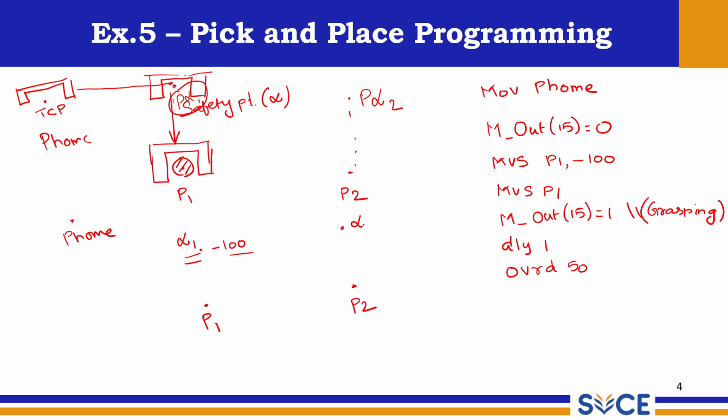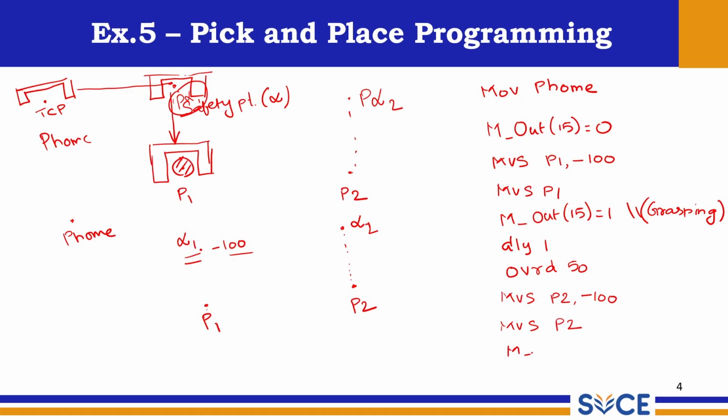And this is the alpha 2 point. But now where is the robot? The robot is here. So from here, it should directly come over to this particular alpha 2 point. Sorry, this is not 1, this is 2. Alpha 2 point. So how the robot will come to the alpha 2 point is MVS P2, comma minus 100. So from here, obviously it comes over to this particular point. Clear? So now it should decelerate here to this P2. So MVS P2. Now it decelerates.